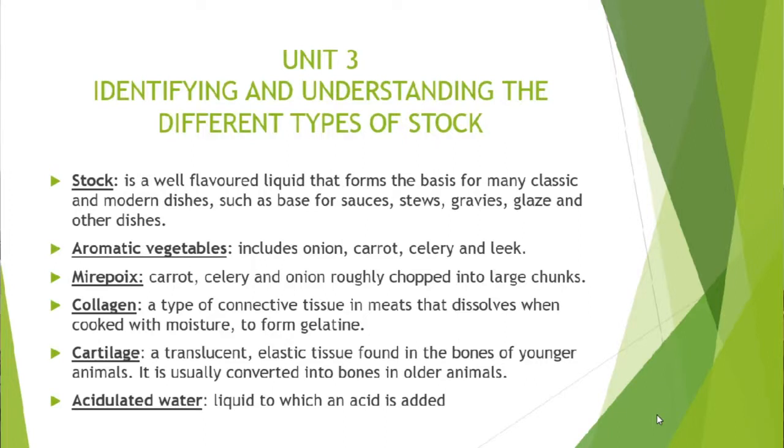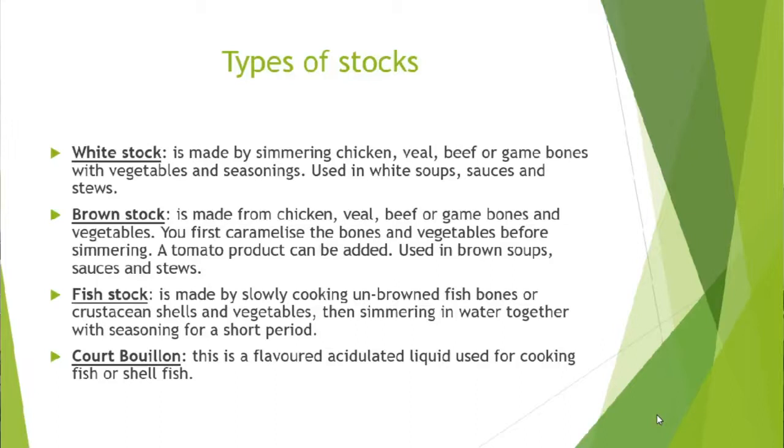when cooked with moisture. Then we also explained cartilage. We said it is a translucent elastic tissue that is found in bones of younger animals. And also acidulated water, we said it is a liquid to which an acid is added. So we have made the examples of acid that can be added in water. We said it can be wine or lemon juice. Then we've got different types of stocks: a white stock, brown stock, fish stock, and court bouillon.